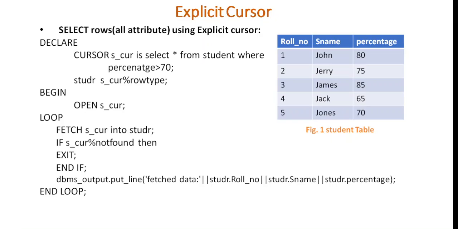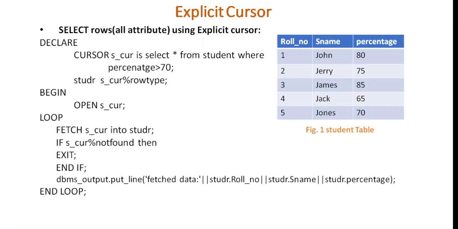If there are rows in the cursor, then display that row by using dbms_output.put_line. In dbms_output.put_line, we are displaying fetched data by using the std variable: std.roll_number, std.name, std.percentage. Here, what is this std? It is a record variable. It is a simple variable which is pointing to the row in the cursor. So this is how we can repeatedly fetch a number of rows from the table by using an explicit cursor.